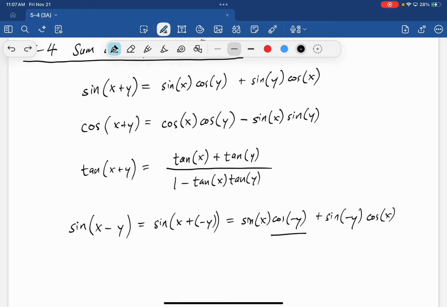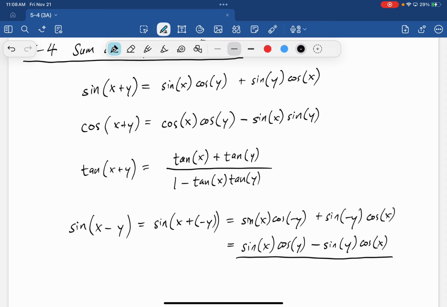But then what is cosine minus y? Cosine negative y is equal to cosine y because cosine is an even function. So this is simply sine x times cosine of positive y. And then sine of minus y is equal to negative sine of y because sine is an odd function. So this becomes minus sine y cosine x. And that's our subtraction formula for the sine function.